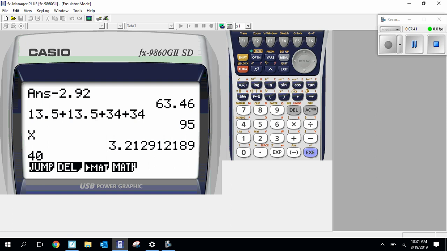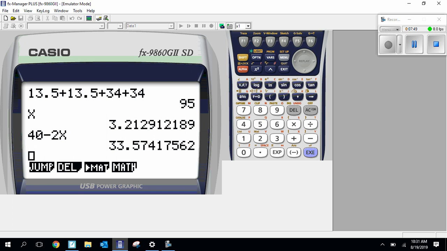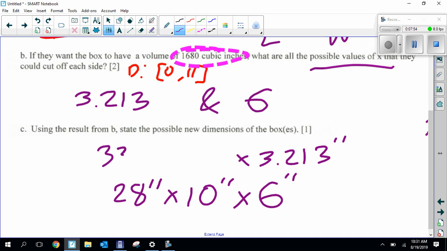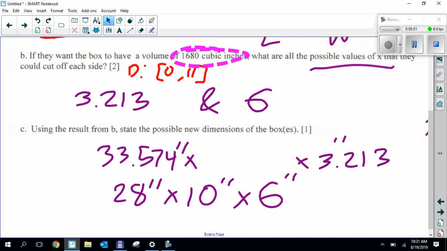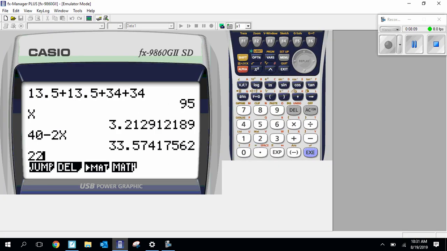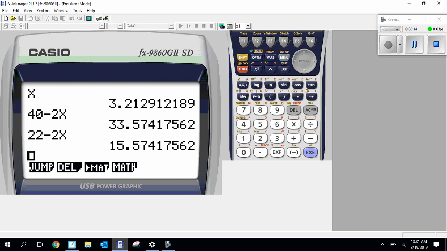So 40 minus 2x, that's your first dimension, 33.574. And then the other dimension is going to be 22 minus 2x. And you can just type that in also, and it'll do the math for you. 15.574.